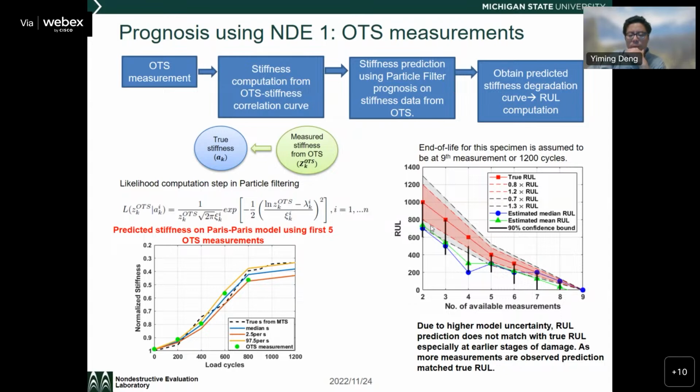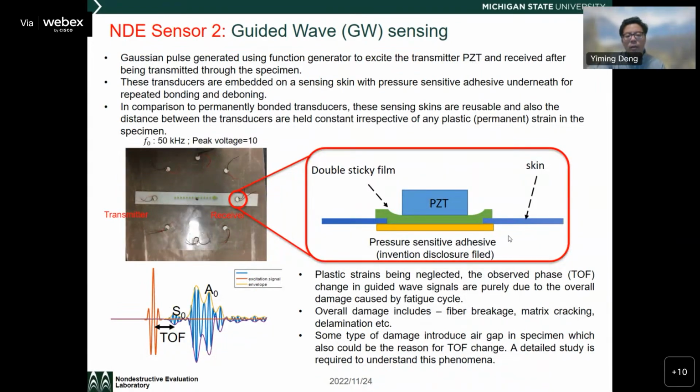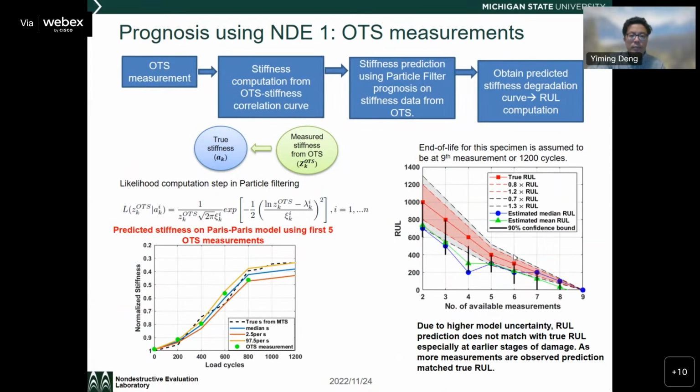Right? So previously, when we had fewer data points, because of the uncertainty in the model, we have model uncertainty here, and our prediction or the RUL calculation is off. As I said, it is significantly underestimated. But when we have more data, the uncertainty will be reduced.